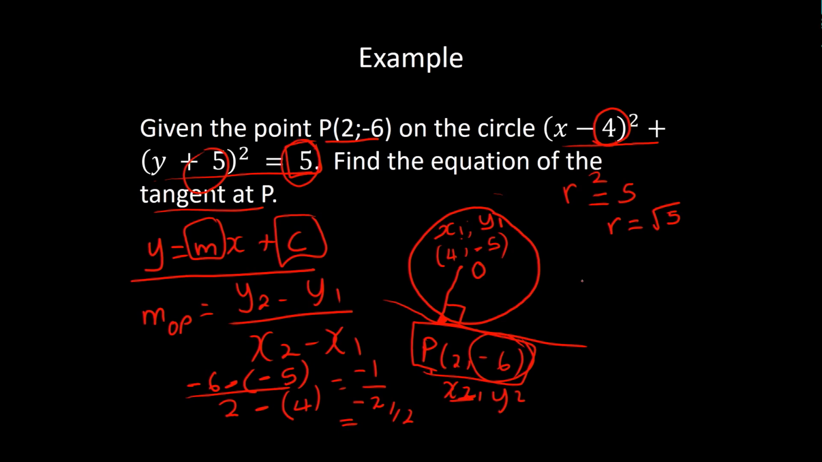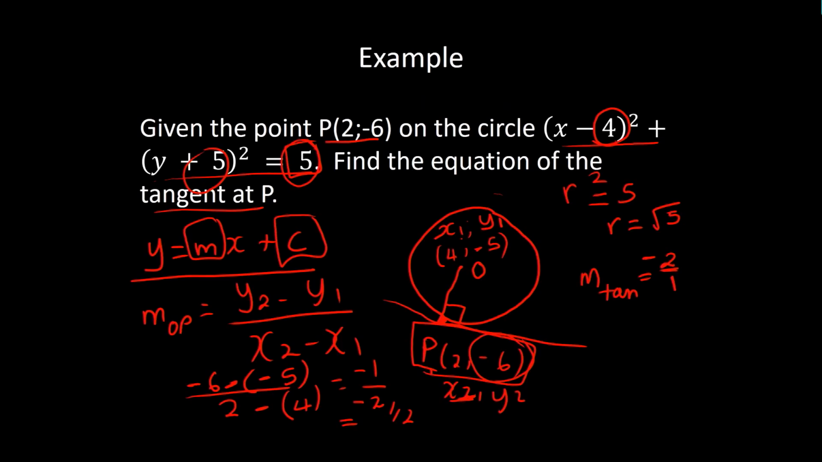So the gradient of the tangent would be the negative reciprocal. So we reciprocate, or we take the reciprocal, of a half, which will be 2 over 1. We turn it around. Numerator becomes denominator, denominator becomes numerator, and we change the sign. So it's the negative reciprocal, negative 2. So the gradient of the tangent is negative 2.